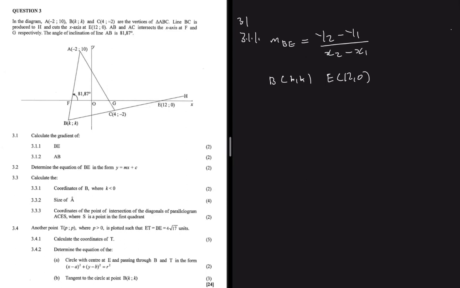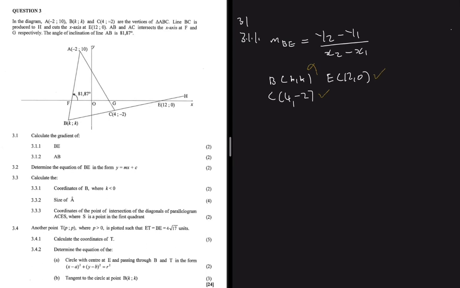Because B is made up of (k, k), we cannot determine the gradient of BE using B because there are unknowns. But instead of using B, we can use C, because C lies on the same line as B and E. So the gradient of that line is the same everywhere, right? So we're not going to use B, but we're going to use C and E.